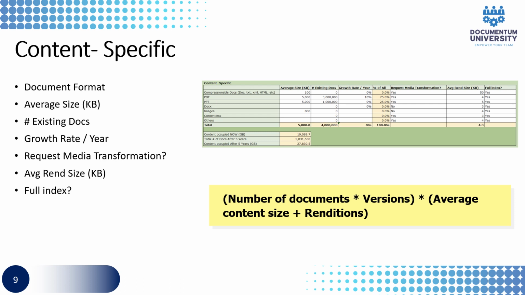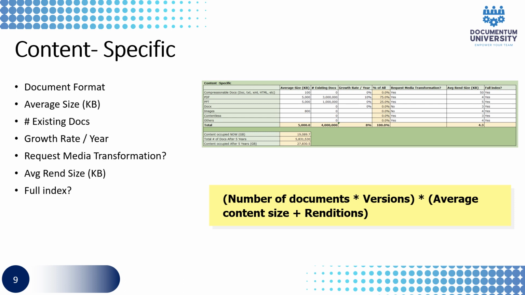Lastly, the full index parameter is used to define which format of document is required to build an index for full text search. It is essential when estimating the storage space required for Explorer. A full text index is created for every document, and this index can take up a considerable amount of storage space.